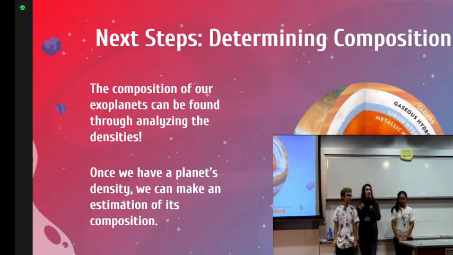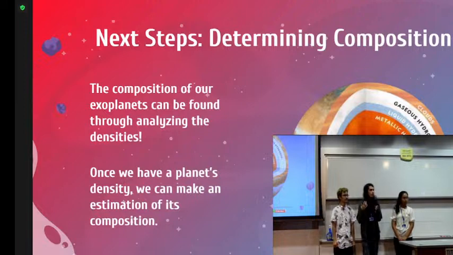Okay, so after that, what would be the next steps in the project if there was more time? That would probably be determining the composition of the planet, what it's made of. We can make an estimate of that based on the density of the planet, and once we have that, we can compare it to the densities of other materials. And there's a little graph of basically what Jupiter's made of, as you can see there.